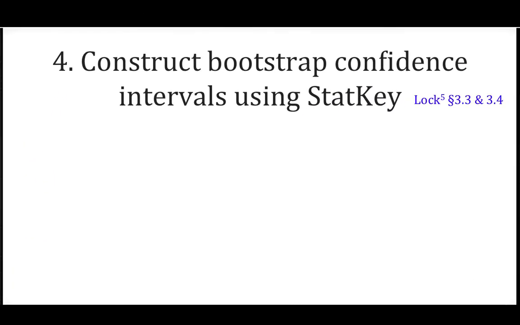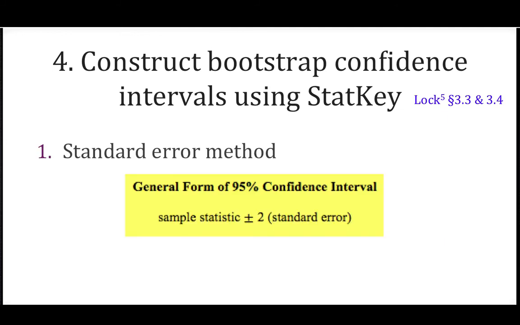This is covered in sections 3.3 and 3.4 of the Lock 5 textbook. The first method for constructing a bootstrap confidence interval using StatKey is the standard error method. This is similar to the example that we looked at earlier, where we used this general form of a 95% confidence interval. We took the sample statistic plus or minus 2, because it's a 95% confidence interval, times the standard error. The sample statistic we can get from the original sample, and the standard error we could get from our bootstrap sampling distribution. The second method is the percentile method.